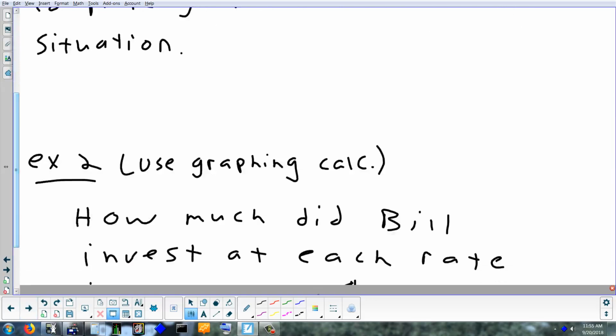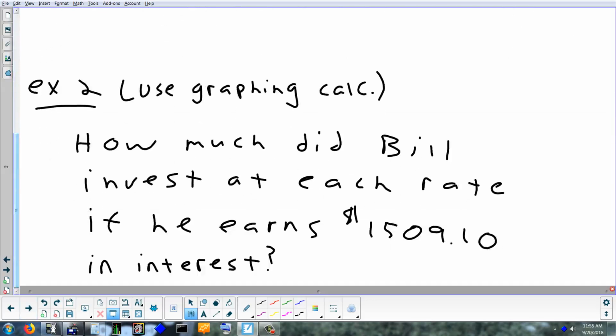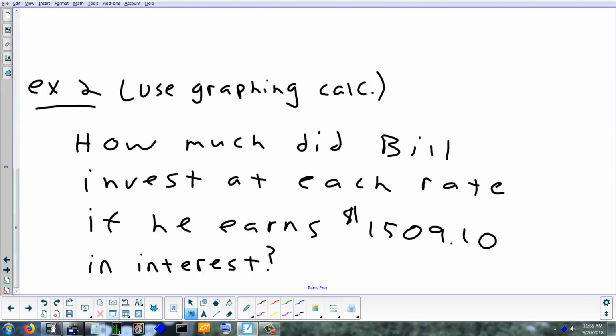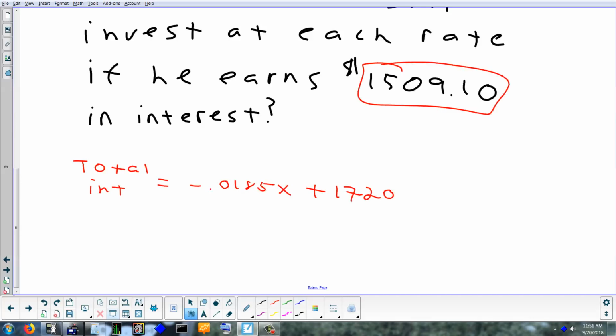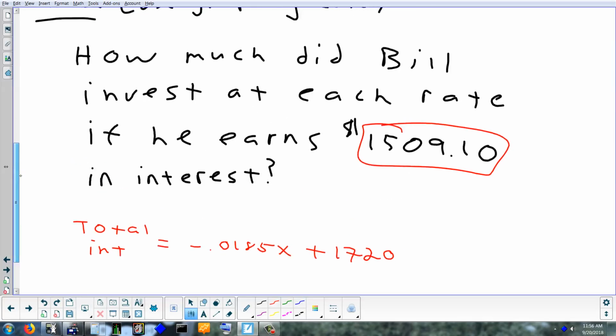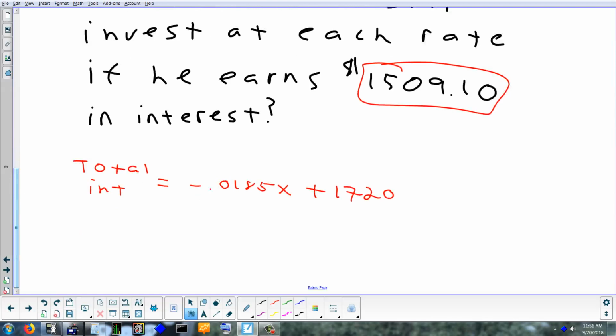Okay. So it says, how much did Bill invest in each investment if he earned $1,509.10? Okay, so let me copy over my equation first. Can someone actually just tell me what was the formula we had for total interest? Negative 0.0185x. Thank you. Plus 1,720. Okay, so it said that Bill earned a total of $1,509.10. So where would that get plugged in?